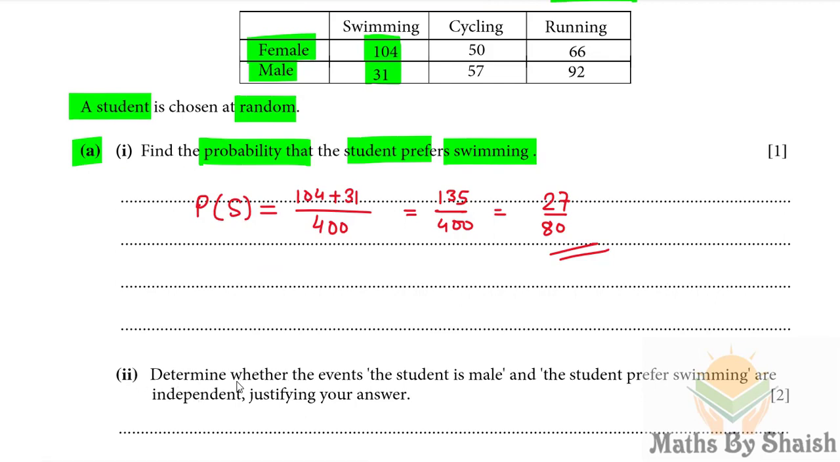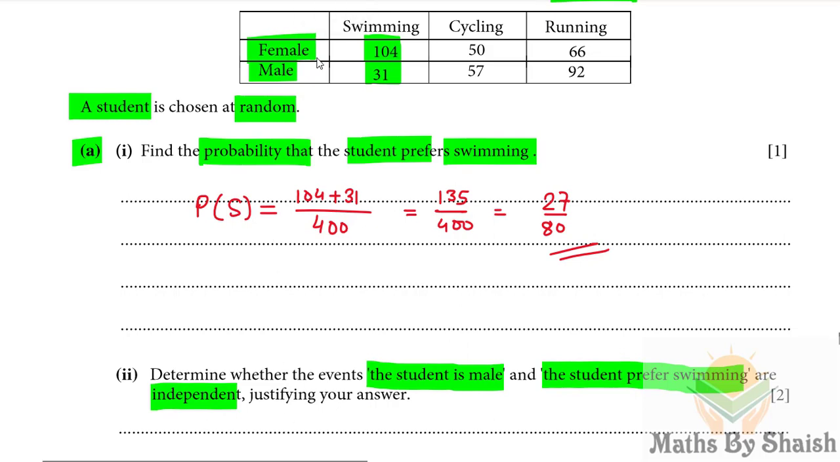Next part is to determine whether the events "the student is male" and "the student prefers swimming" are independent. Justify your answer. So for independent events, if we have two events A and B and we want to find whether they are independent or not, we take the probability of their intersection and check if it is the same as probability of A times probability of B. Then they are independent, otherwise they are not independent.